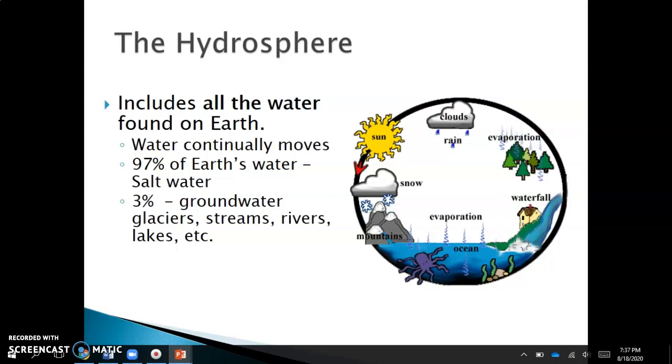About 97% of Earth's water is actually salt water, so our oceans do cover the majority of our Earth, and that water is salt water. It contains salt. And then 3% of our water on Earth comes from groundwater, glaciers, streams, rivers, lakes, etc. So that would be our fresh water.